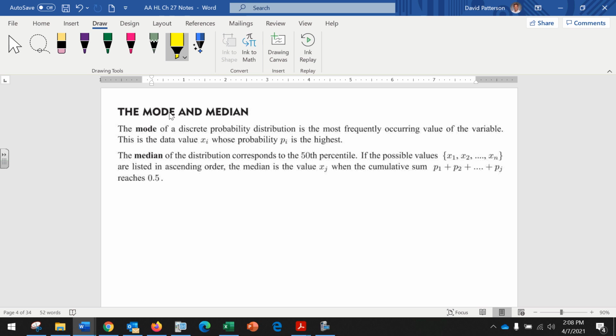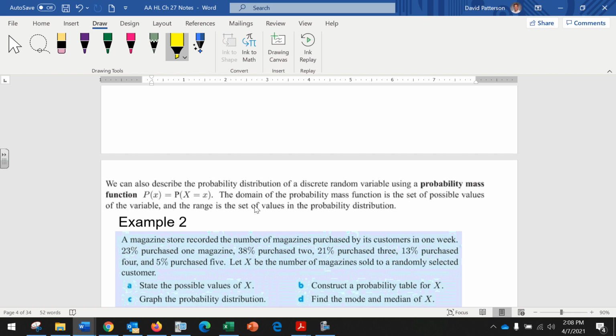When we talk about the mode and the median, those are two types of measures of center that we can find. The mode is just going to be the most frequently occurring, or the highest probability. The median is going to be the 50th percentile. In other words, if I count up all of the probabilities from the lowest value up until I get to the 50th percentile, that's where the median will be.